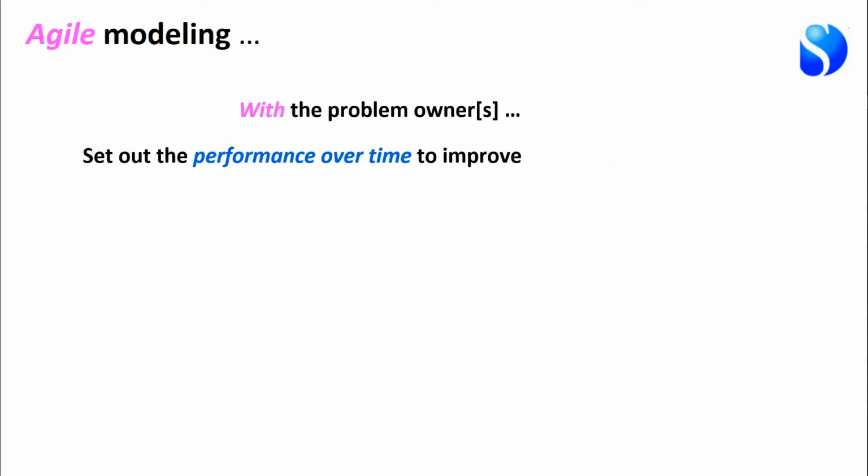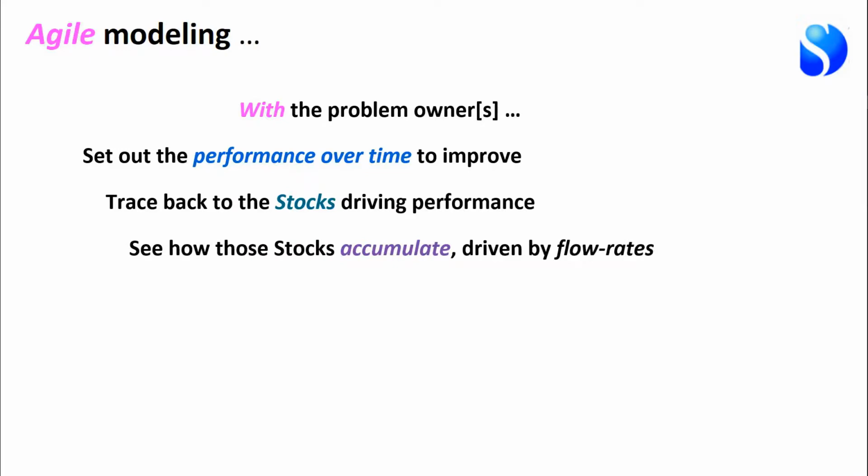The steps in this process: we start by setting out with the problem owner what the performance over time is that we're trying to improve. We trace back from that to what are called the stocks that are driving the performance, the customers driving sales, the staff driving service capacity and labour costs. And we then look at how those stocks are accumulating and depleting over time, driven by what are called the flow rates. So how fast are we winning customers and losing customers? And what does that do to the stock of customers changing over time? How fast are we hiring staff and losing staff and promoting staff through the staff pipeline?